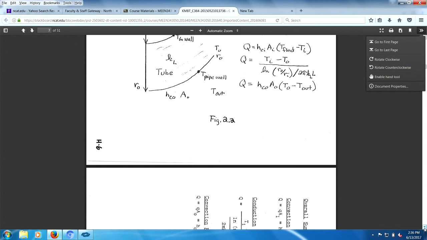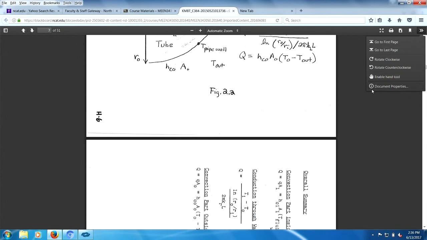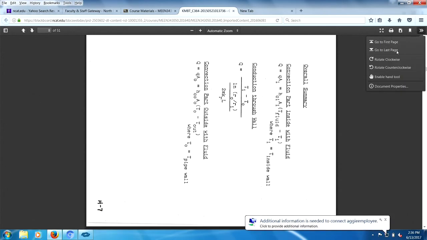I need to get back into page mode. I guess one of the ways of getting back to page mode is to click that, perhaps, and maybe I get into page mode now.